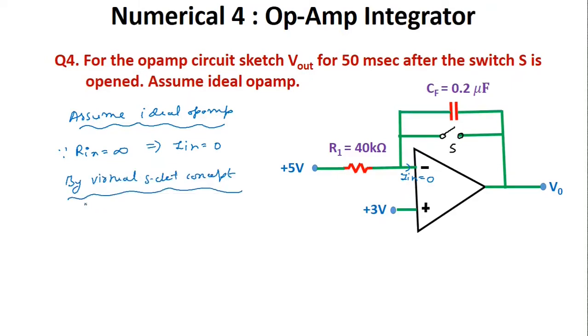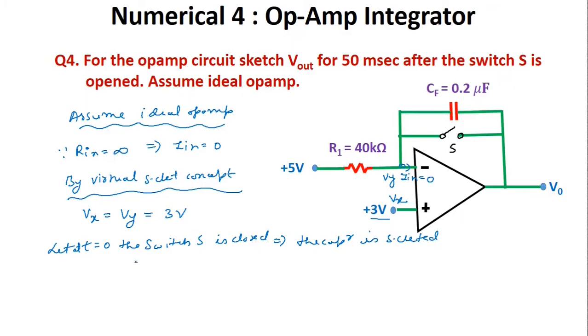Now we have studied one concept called the virtual short circuit concept. By the virtual short circuit concept, the voltage at the non-inverting terminal is equal to the voltage at the inverting terminal. Let the voltage at the non-inverting terminal be Vx and the voltage at the inverting terminal be Vy. So by the virtual short circuit concept, Vx will be equal to Vy, and since Vx is equal to 3 volt here, Vy will also be equal to 3 volt.